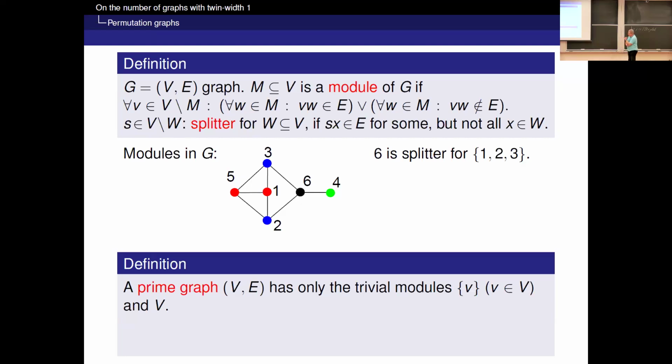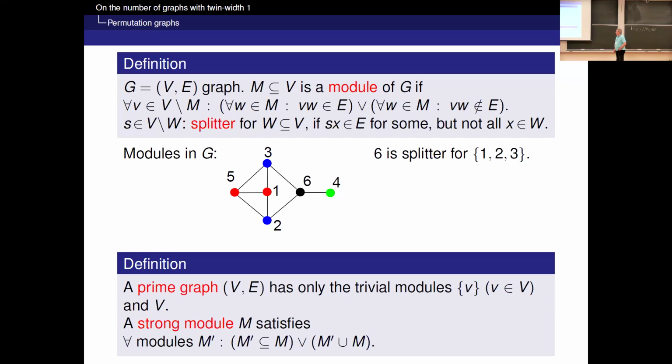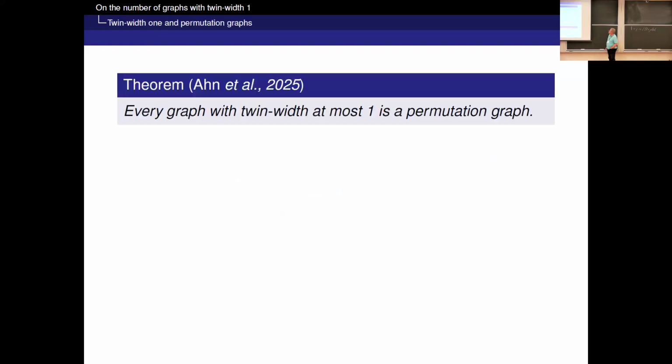And then we need prime graphs. Prime graphs are graphs which have only the trivial modules, namely the single vertex sets and the whole graph. And strong modules are modules that do not overlap with another module. So either they are contained in another module, or another module is contained in them, or they are disjoint. And modules always correspond to intervals in permutation diagrams for permutation graphs.